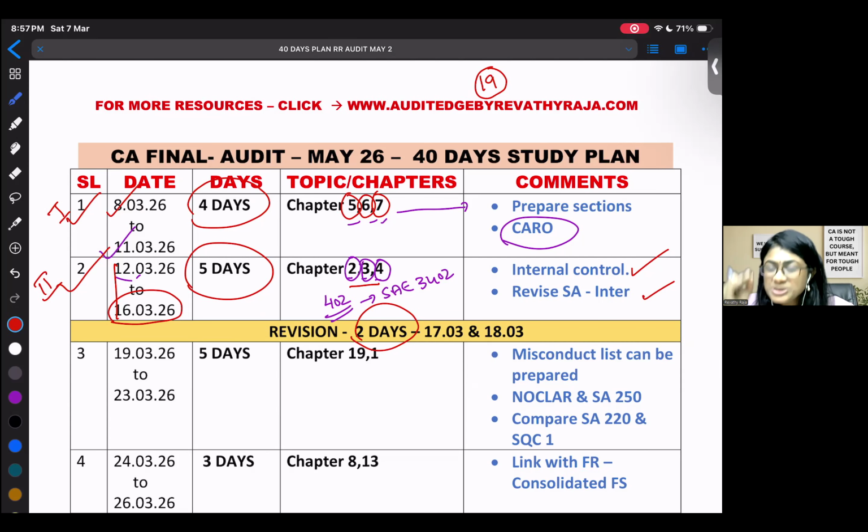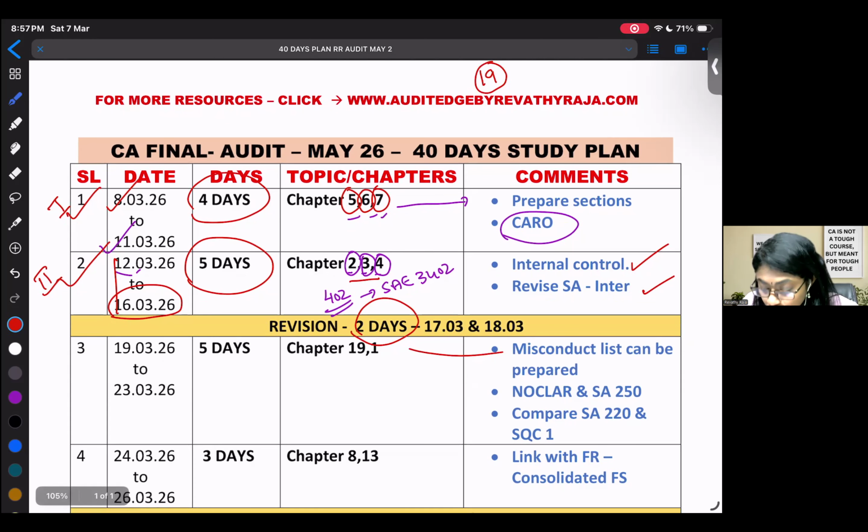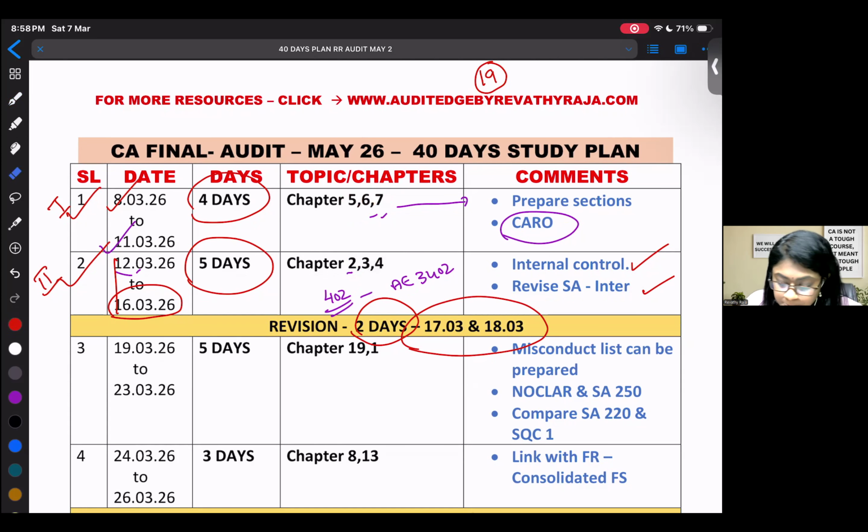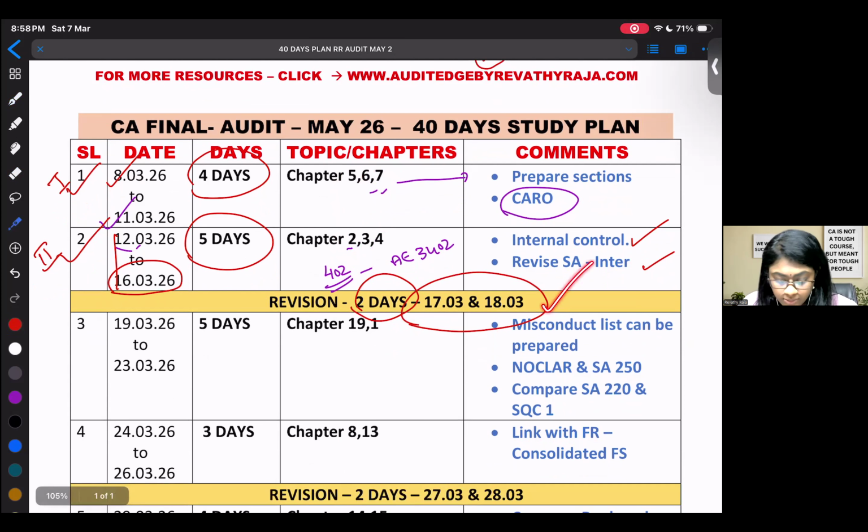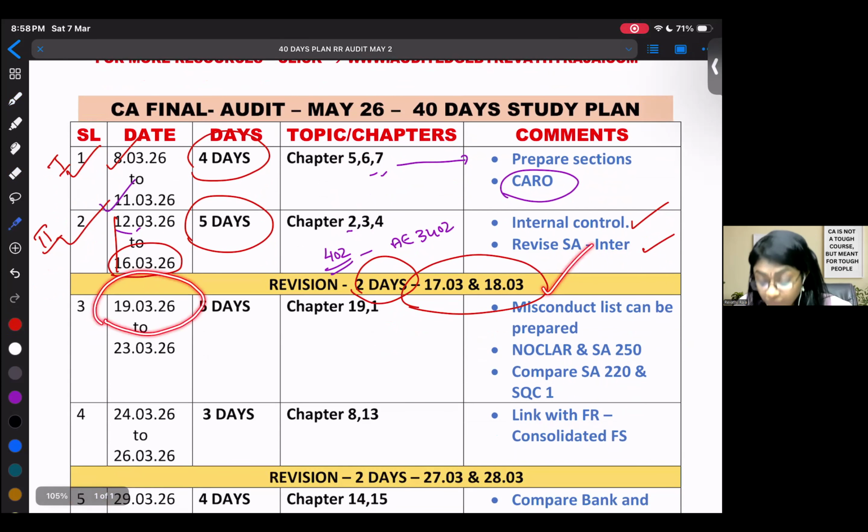So please allot time for revision. In my plan, I've allotted 2 days exclusively for revision. Revising of what? Revising the chapters which you have already completed, which is nothing but these chapters, which we have done in task 1 and 2. After revision, it's around 19th of March.